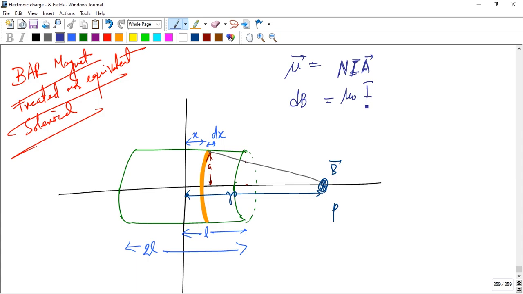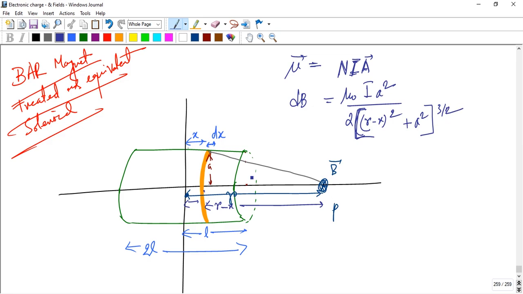Okay, some value is here, the radius squared. Suppose the radius is a, so a squared by twice the distance from here to there. That length is x, so it is R minus x, so R minus x whole squared. And another, the radius a squared, whole to the power 3 by 2 obviously.